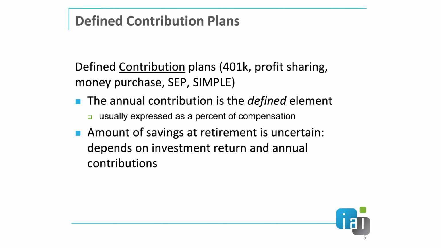Now, most of you are probably familiar with defined contribution type plans. Examples of this type include 401k plans, profit-sharing plans, SEPs, SIMPLEs. Here, the contribution is defined, usually as a percent of compensation, and can be made by the employer or by the employee. The contributions accumulate with investment earnings until such time as the participant is ready to take a distribution. The amount of savings a participant has at retirement is uncertain since the rate of return is unknown and both employee and employer contribution amounts can vary year to year.